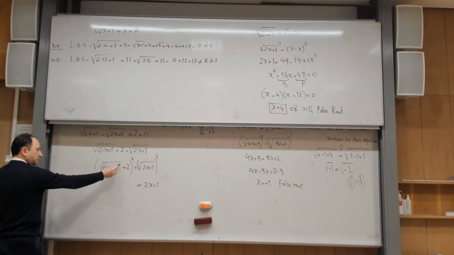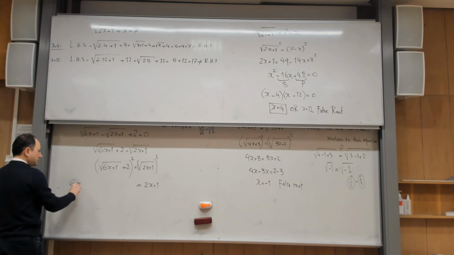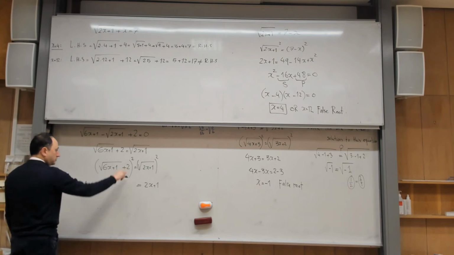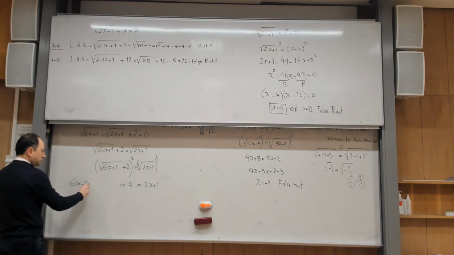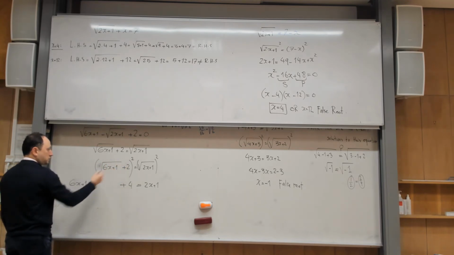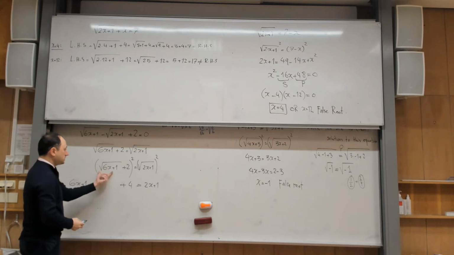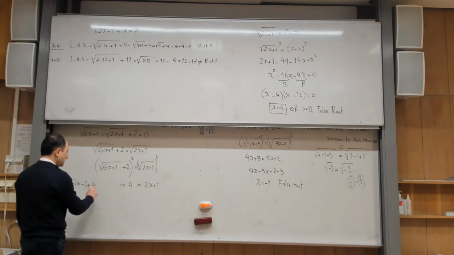Let us do it in my head. This one to the power 2 becomes 6x plus 1. This one to the power 2 is 4. But this middle term, you have enough experience now. It becomes 2 times the first one times the second one. So 2 times this times that becomes 4 square root of 6x plus 1.